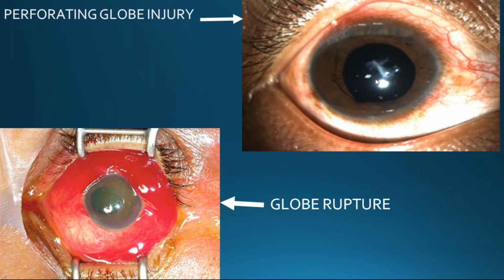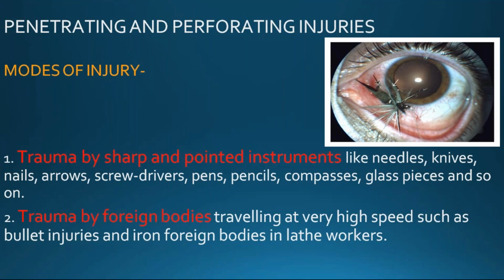This one, perforating injury. This is the perforation of the cornea. You can see here, this white line is the central corneal perforation. This is the rupture of the globe resulting in subconjunctival hemorrhage, dislocation of the lens, and distorted pupil here. What is this one? Foreign body. Thorn. Most probably some kind of thorn.